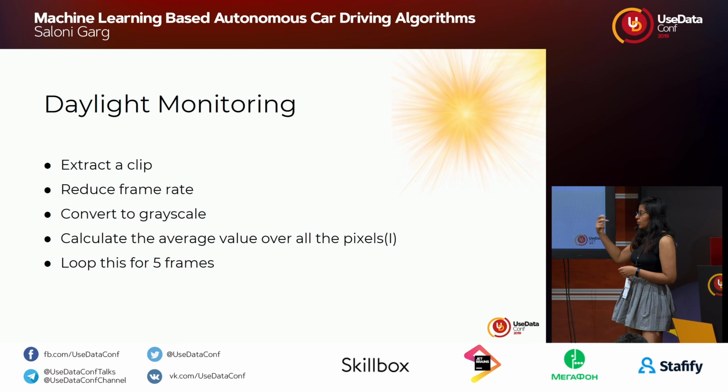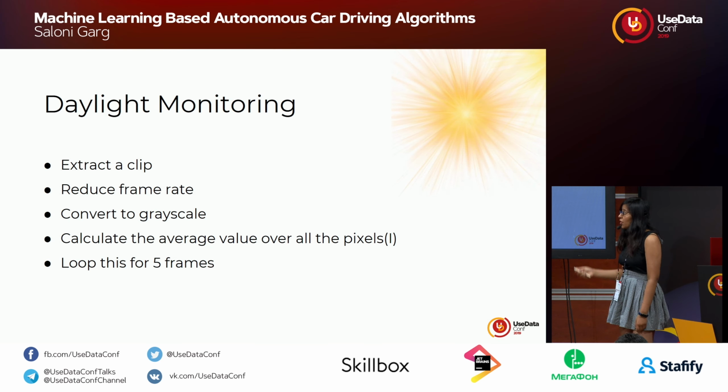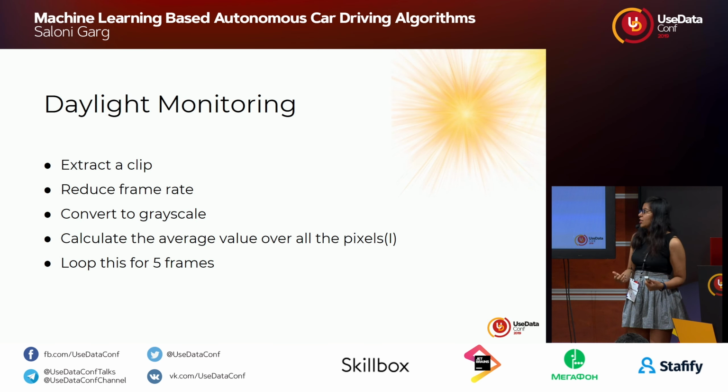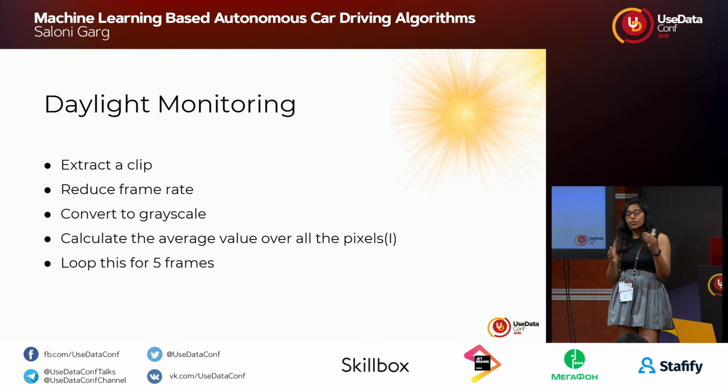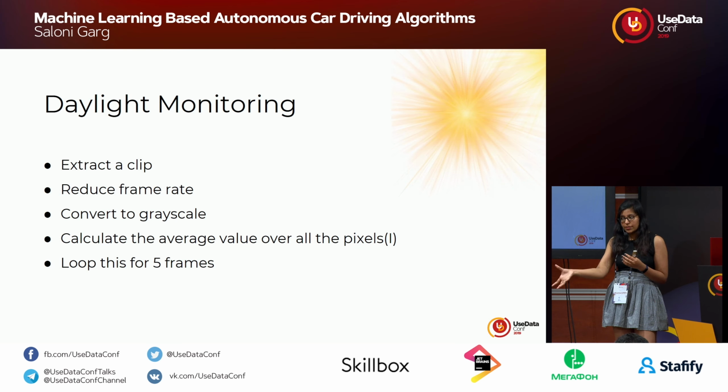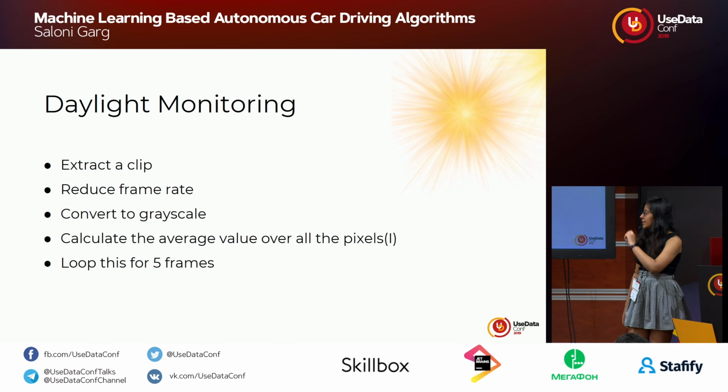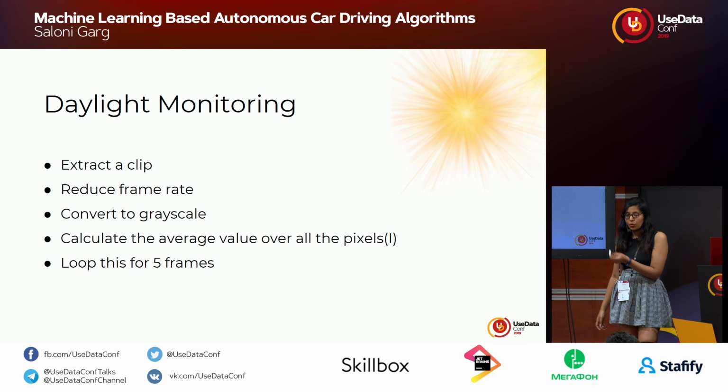How we went about it was, first, we extracted a clip of a video that was recorded from the front of the vehicle. We reduced its frame rate. For example, the camera that was giving us 26 frames, we reduced it to 5 frames. And we converted it to grayscale, and we calculated the average value over all the pixels.